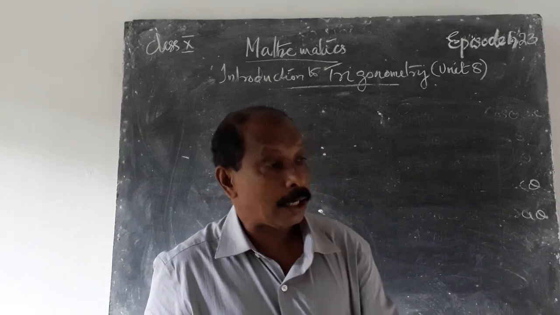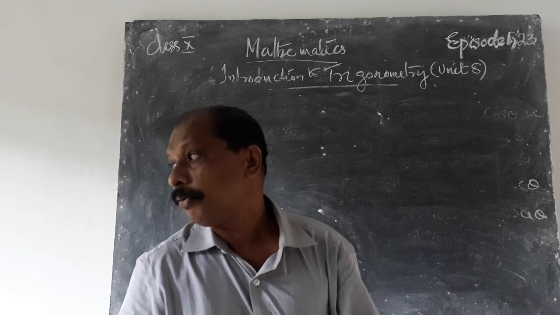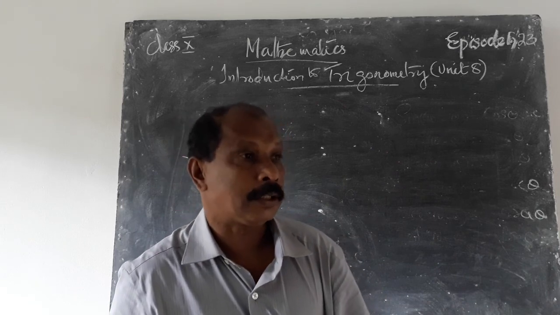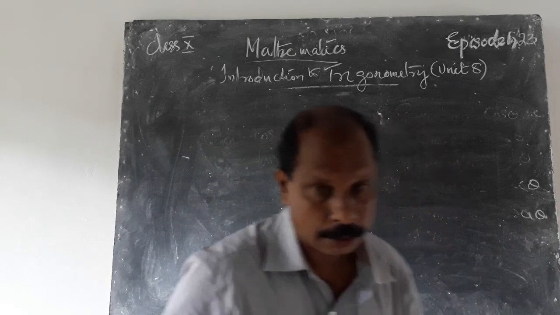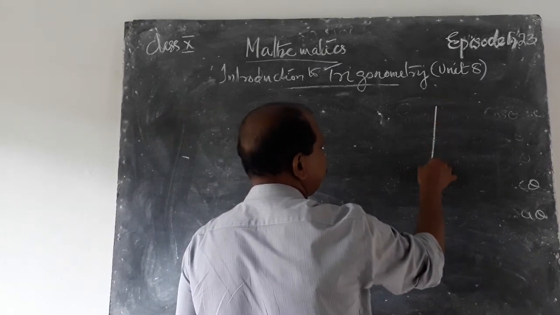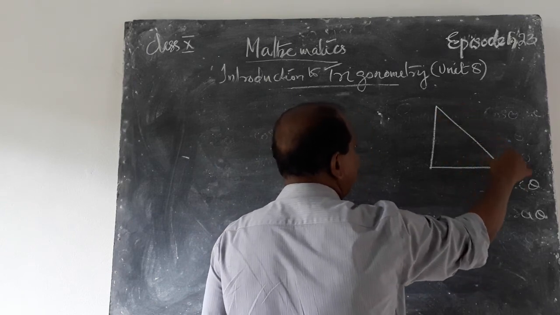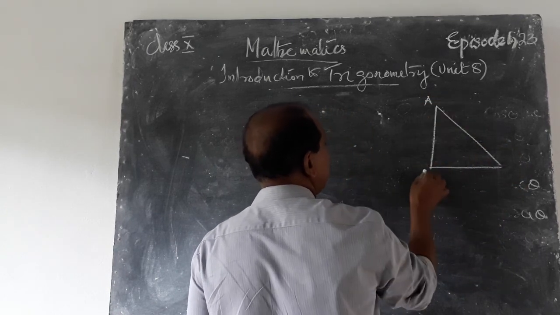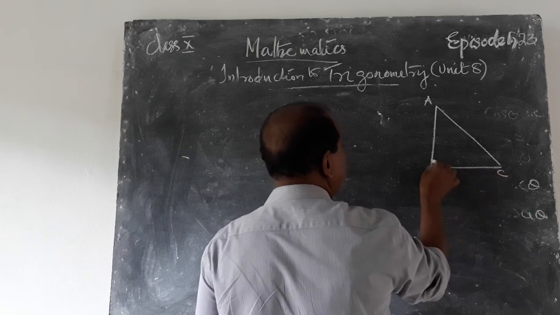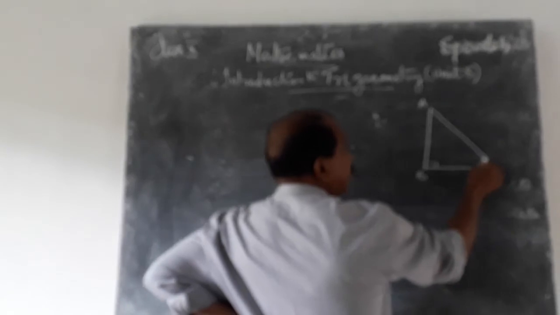But for 30 degrees, 45 degrees and 60 degrees, the values of these trigonometric functions are always important for your examination. Then let us consider a right angle triangle ABC, right angle at B. We know that the angle at C is 45.